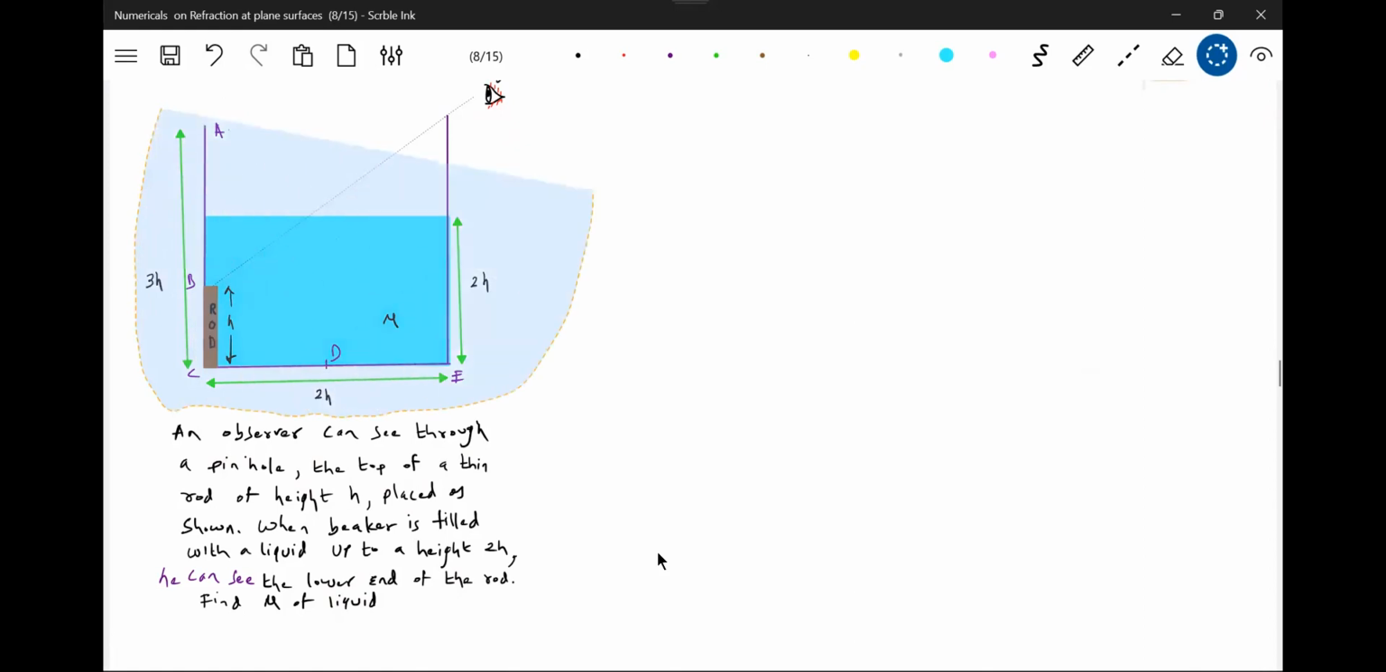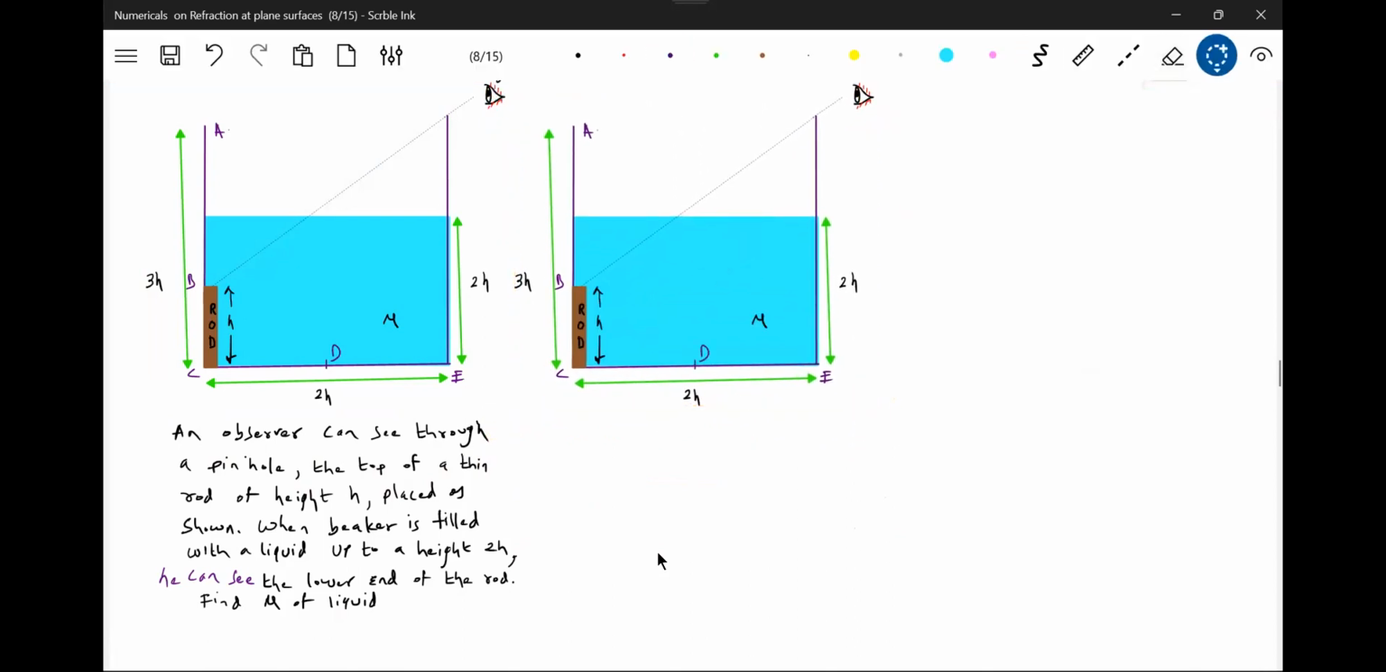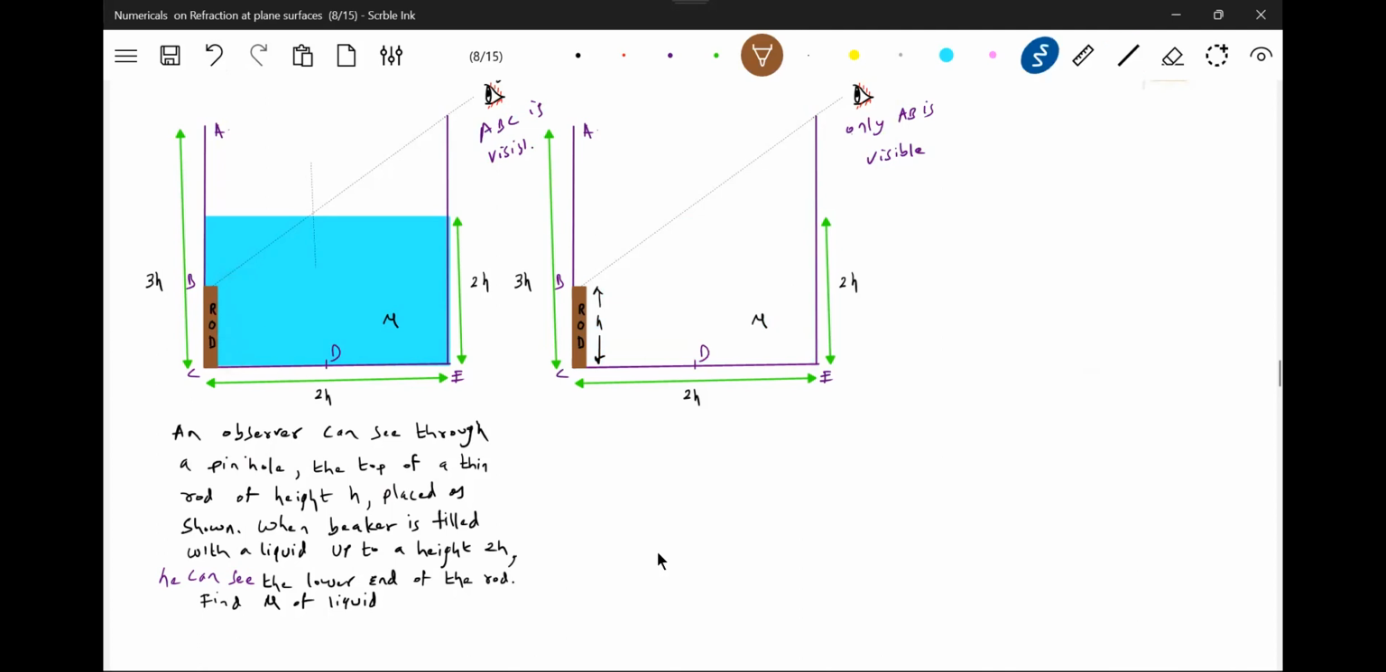Empty vessel. I think I should give this diagram. Now what is visible? Only this. Now after pouring liquid, ABC is visible. So again, what is the basic general method? If this is the normal, the rays emitted by the bottom of the rod, after refraction, will enter into the eye. Then he is able to see the bottom of the rod. Okay, this is theta 1, this is theta 2.